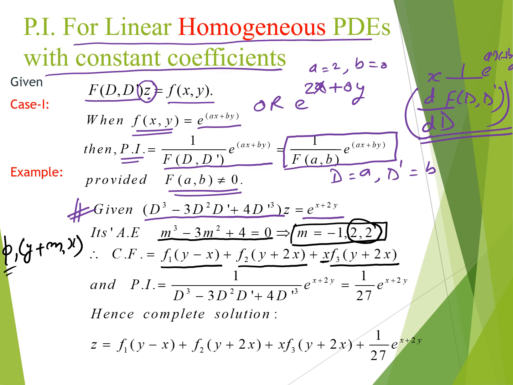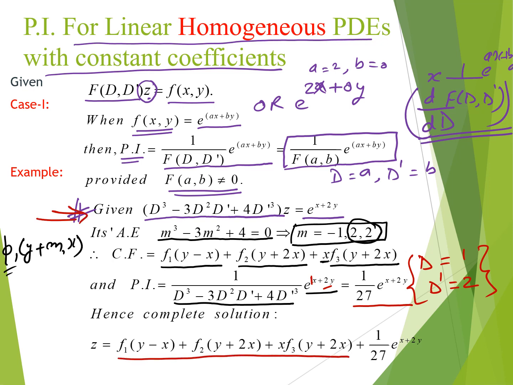Now for the PI portion, PI is equal to 1 over f(D, D') e to the power ax plus by. Now D is replaced by 1 and D' is going to be replaced by 2. We get 1 by 27 e to the power x plus 2y. So the final solution for this problem is CF plus the PI portion, e to the power x plus 2y upon 27. So this will be the final solution.